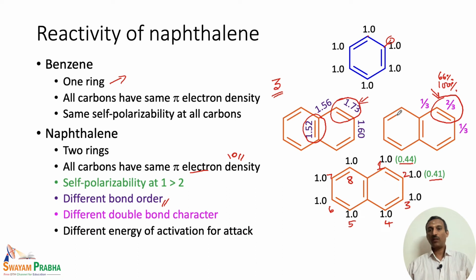So because of these differences, what we can infer is there is going to be different activation energy for reaction happening at different carbon atoms. In other words, we can say the energy of activation for attack differs at each position. That is responsible for the varied reactivity or different types of products we get during the reactions with naphthalene molecule.